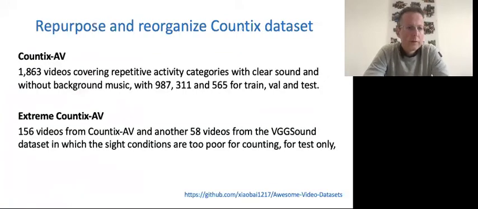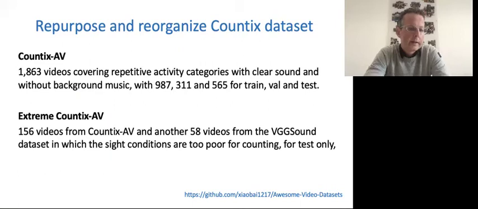Okay, we also repurposed and reorganized the Countix dataset as proposed by DeepMind at CVPR 2020. And we selected for the Countix audiovisual version about 1900 videos covering repetitive activity categories with clear sound and without background music, so that we had a real good set to evaluate the value of sight and sound, with an accompanying train file and test partitioning.